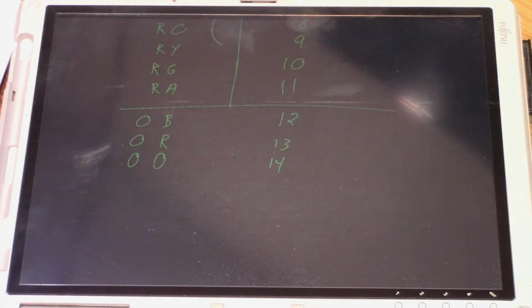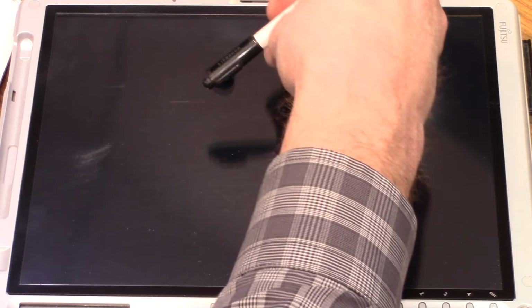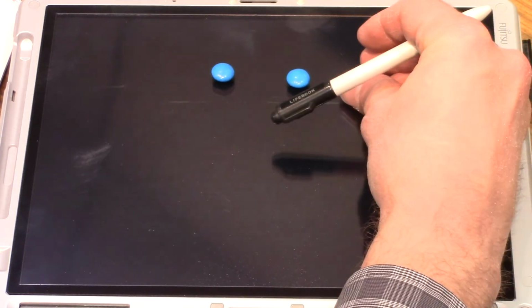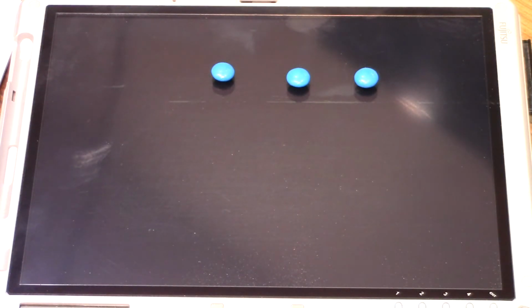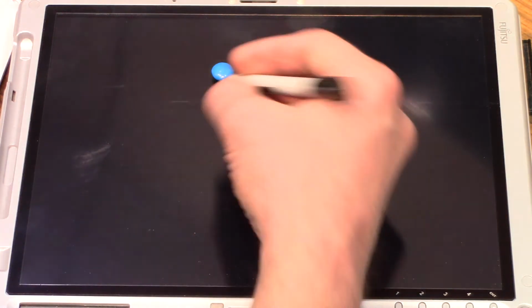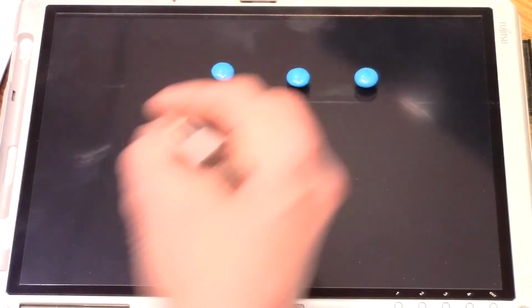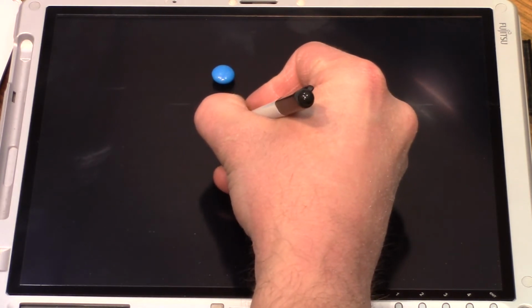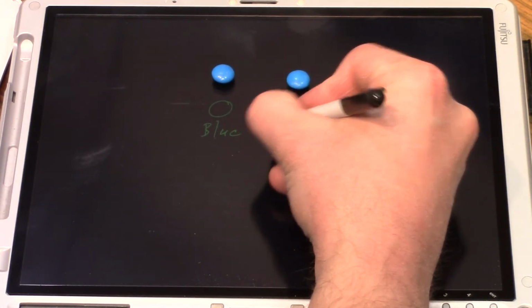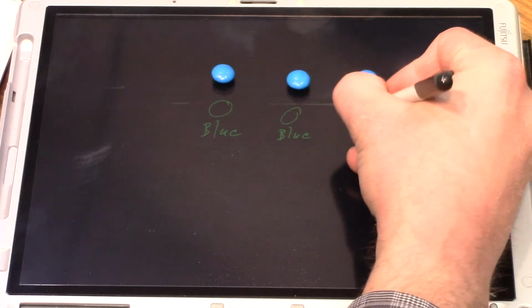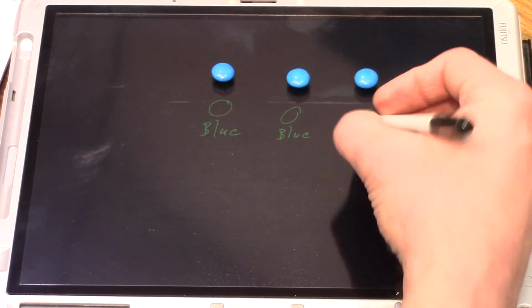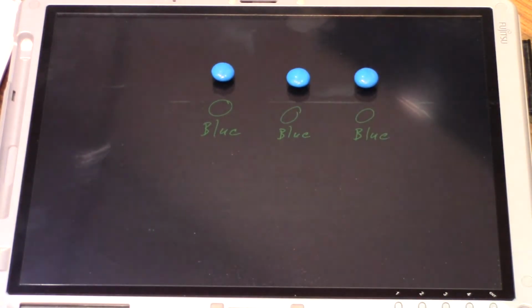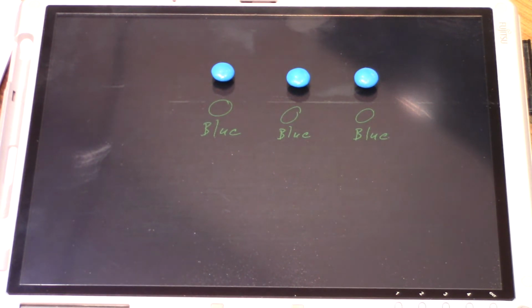Now that we've seen the pattern, let's see if we can apply it. Suppose we have this as our code. We have 3 candies. All of them are blue. So we've got blue, and we've got blue. What number does that represent?